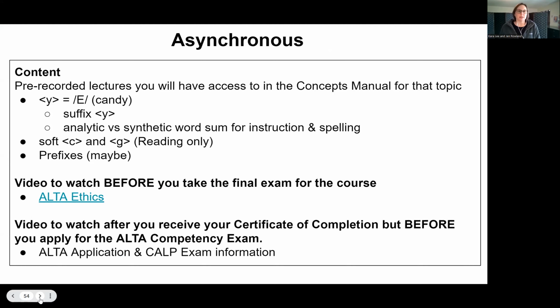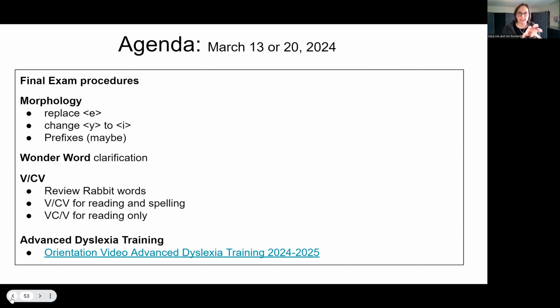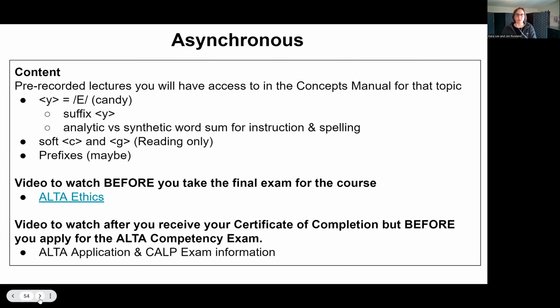So today is, of course, synchronous. This agenda is about what we're going to cover today. However, there are some other resources we want to provide to you: asynchronous lectures regarding some more of the content in the concepts manual, specifically why we say E at the end of a two-syllable base, like candy, and also the functioning of the suffix Y. Jen has recorded a video of that, right, Jen?